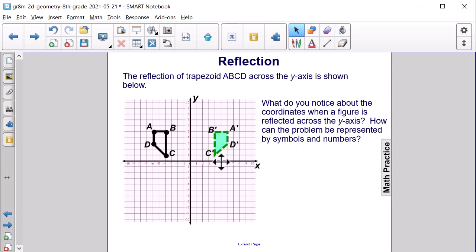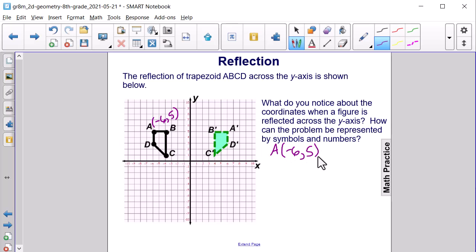What do you notice about the coordinates when a figure is reflected across the y-axis? How can the problem be represented by symbols and numbers? Well, let's actually see. For point A, it is at -6, 5, and A prime is 6, 5.